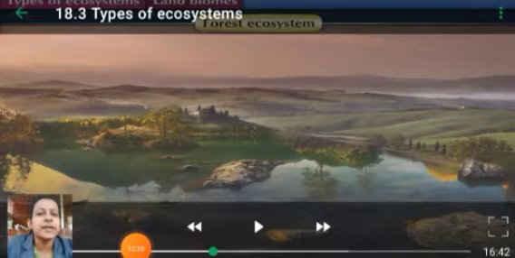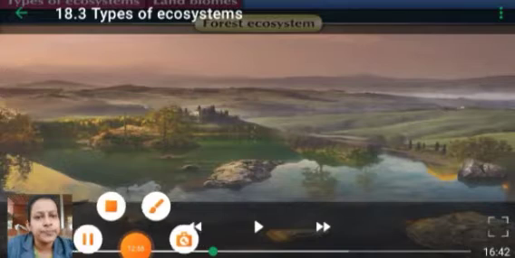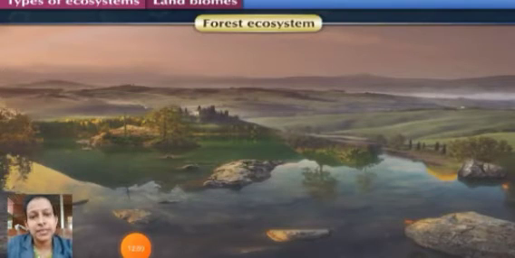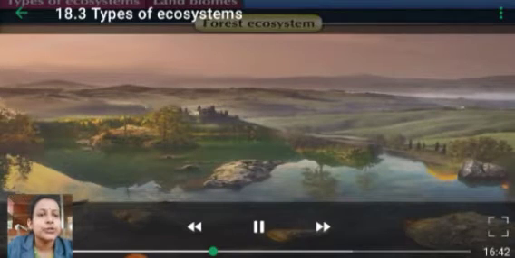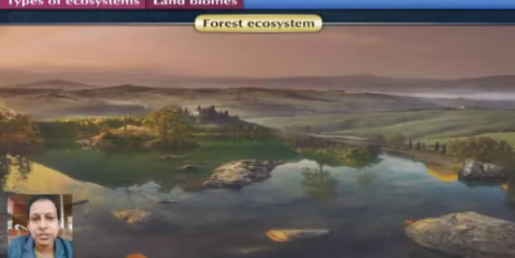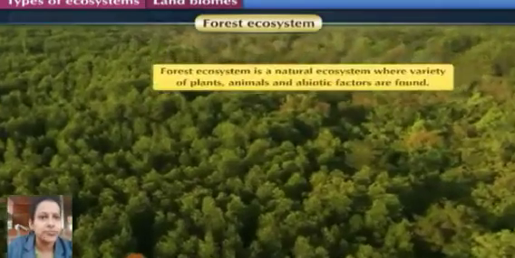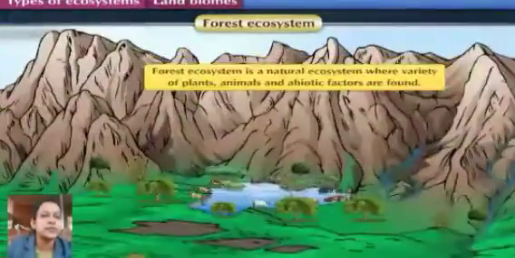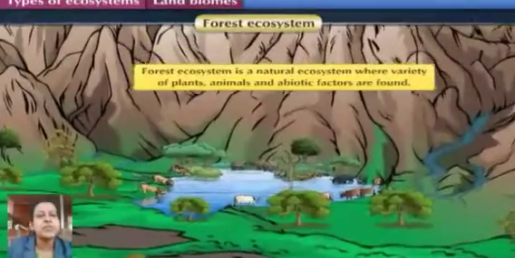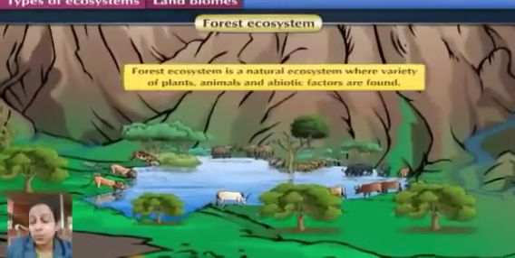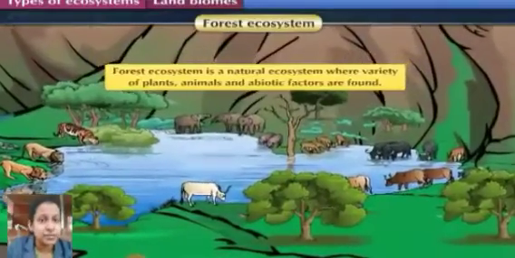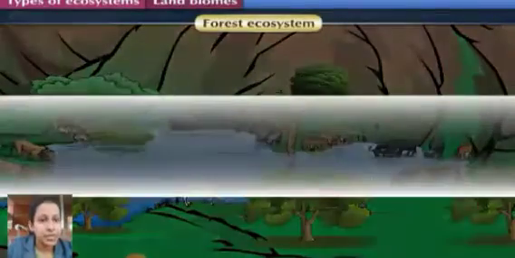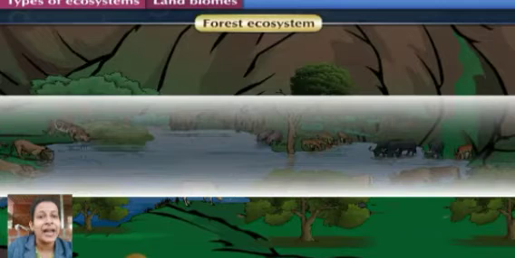So this is regarding the grassland ecosystem. Now let's proceed further with the next ecosystem, that is the forest ecosystem. How is the forest ecosystem different from the grassland ecosystem? If you see, the forest ecosystem is a natural ecosystem where a variety of plants and animals as well as abiotic factors are found, as compared to that of the grassland ecosystem. Here you will find big trees and a large number of animals too.